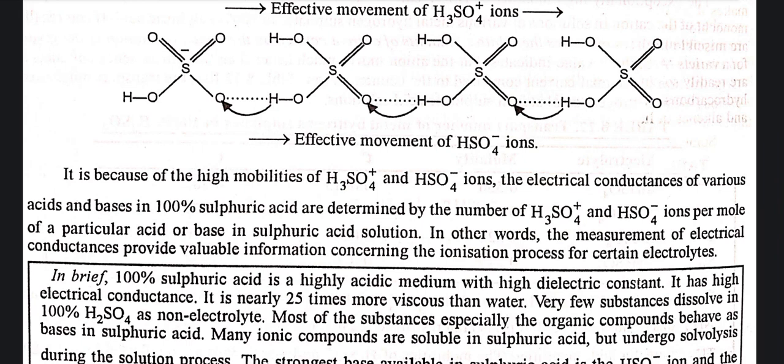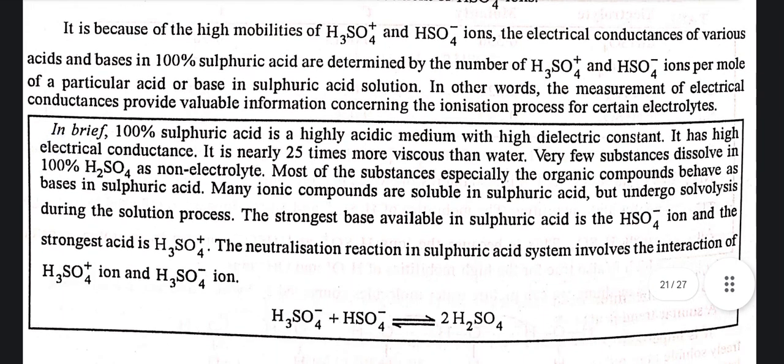In brief, 100% sulfuric acid is a highly acidic medium with high dielectric constant. It has high electrical conductance. It is nearly 25 times more viscous than water. Very few substances dissolve in 100% H2SO4 as non-electrolytes. Most of the substances, especially the organic compounds, behave as bases in sulfuric acid. Many ionic compounds are soluble in sulfuric acid but undergo solvolysis during the solution process.